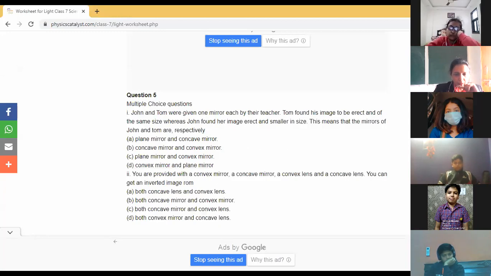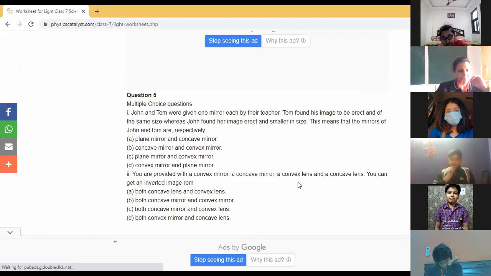Next, number second. You are provided with convex mirror, concave mirror, convex lens, concave lens. You can get an inverted image. So we have these four things. So how can we get the inverted image? In which case do we get the inverted image?